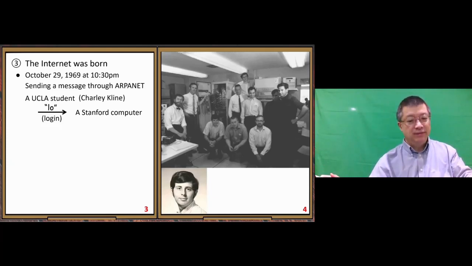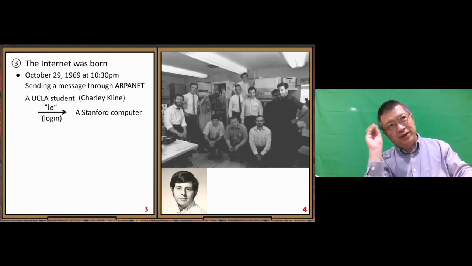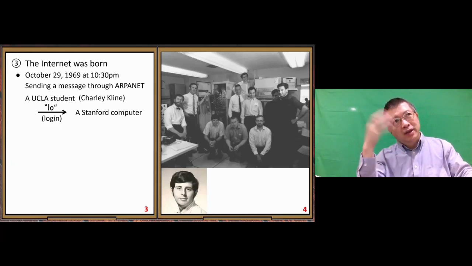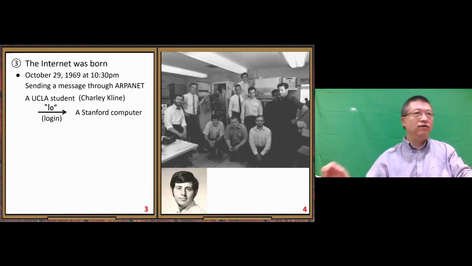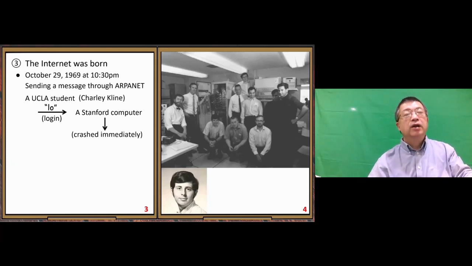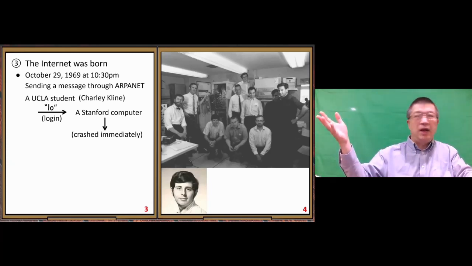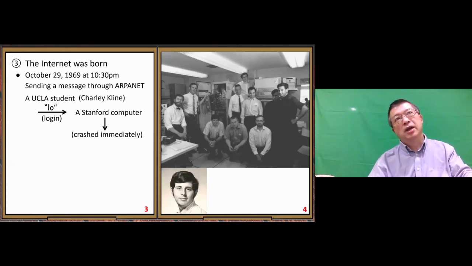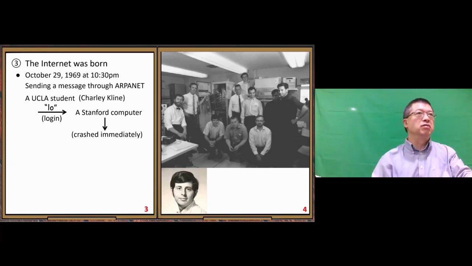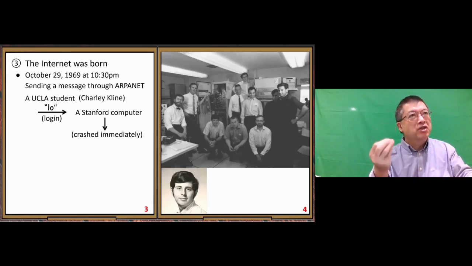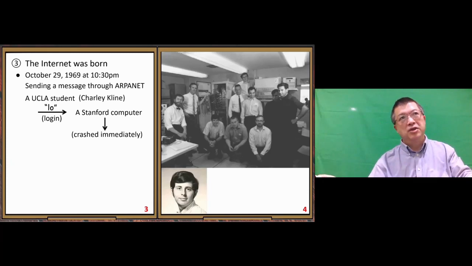LO, login. In his mind, he was trying to type login, and this was the first part. Yeah, so LO. What was the result? The machine crashed. The Stanford computer crashed immediately after it received the message. That sounds like a failure, but actually it's not, because the remote machine received the message through the ARPANET. That's a big thing. That's why it marked the birthday of the internet.